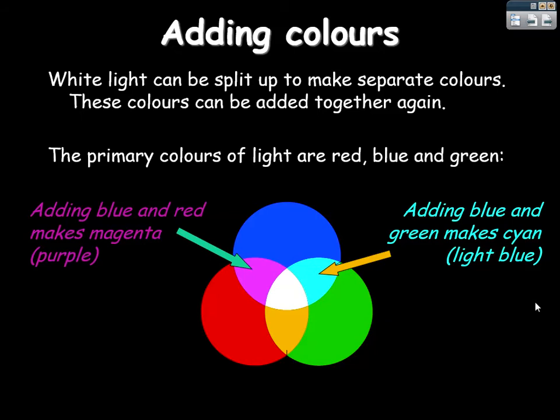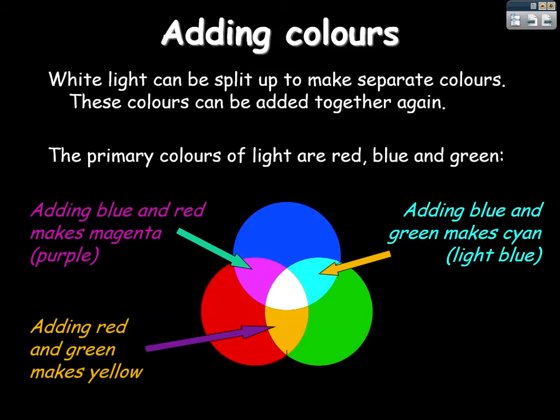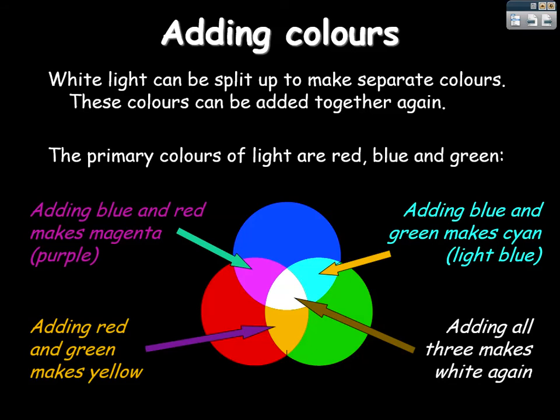But blue and green make cyan, and then red and green. Again, this is light. I'm not talking about pigments or crayons or anything like that. But when I shine red and green light together, it'll create a yellow color. Then if I put all of those together, if I have red, green, and blue all together, it'll create white light.